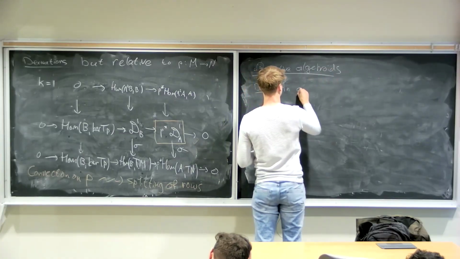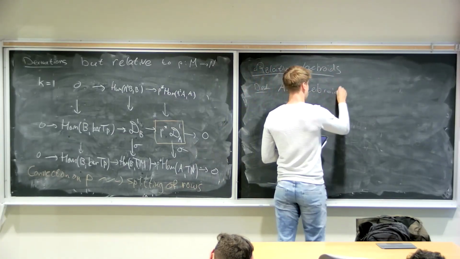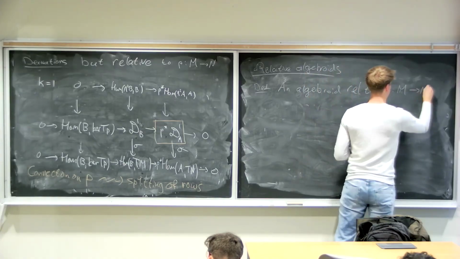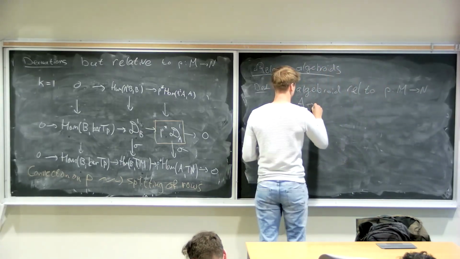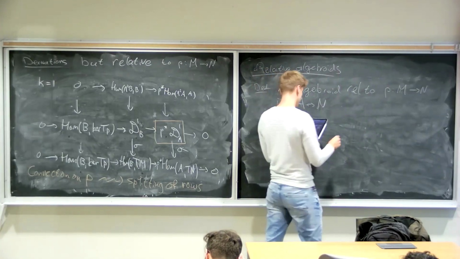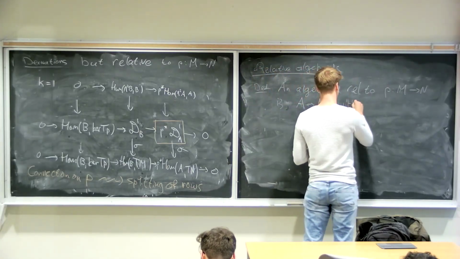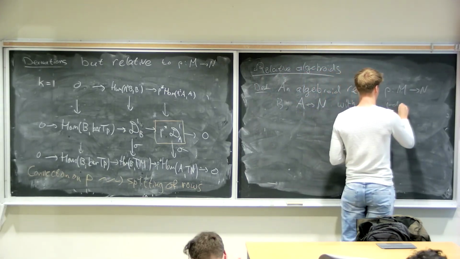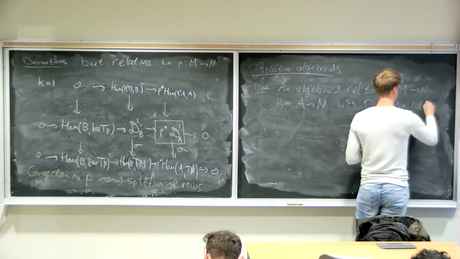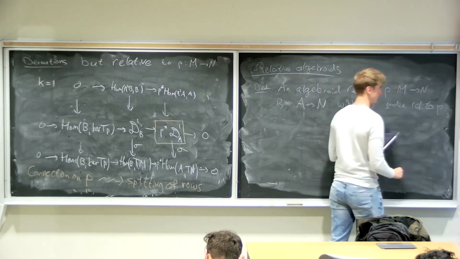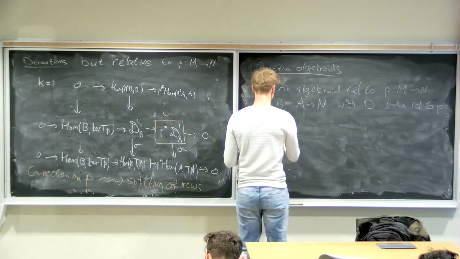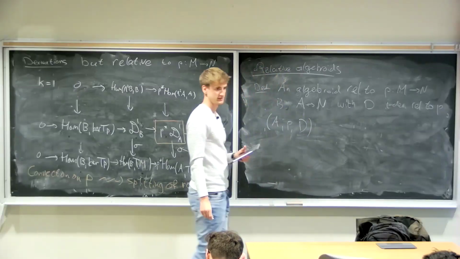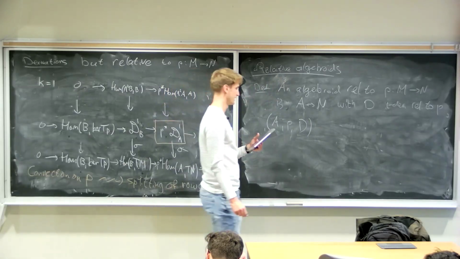So an algebroid relative to a submersion P from M to N is a vector bundle A over the base space, as we saw, with a derivation D, a one derivation relative to P. So we've got a triple: A, P, and the derivation. That's essentially the structure of a relative algebroid.